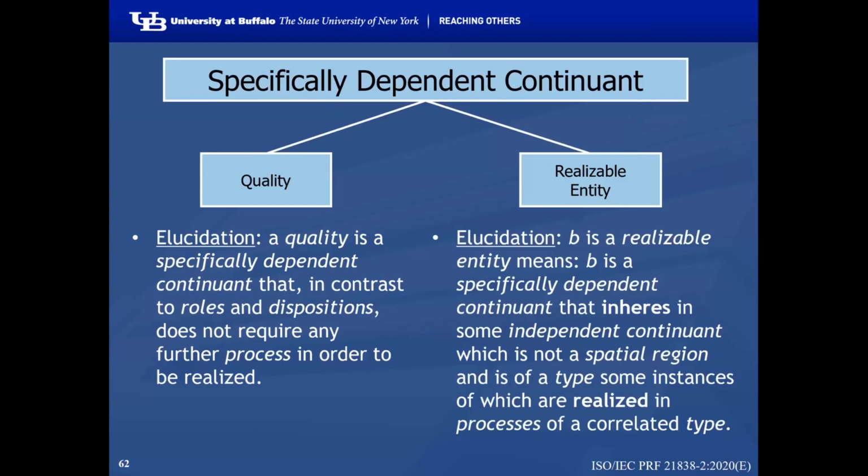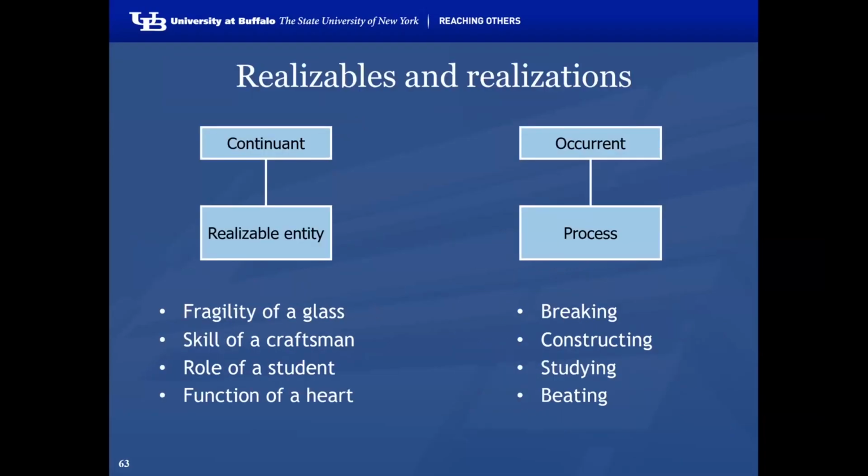So those are specifically dependent continuants that inhere in some independent continuant, which is not a spatial region, and is of a type, some instances of which are realized in processes of correlated type. Well, that's a mouthful. What does that actually want to say?